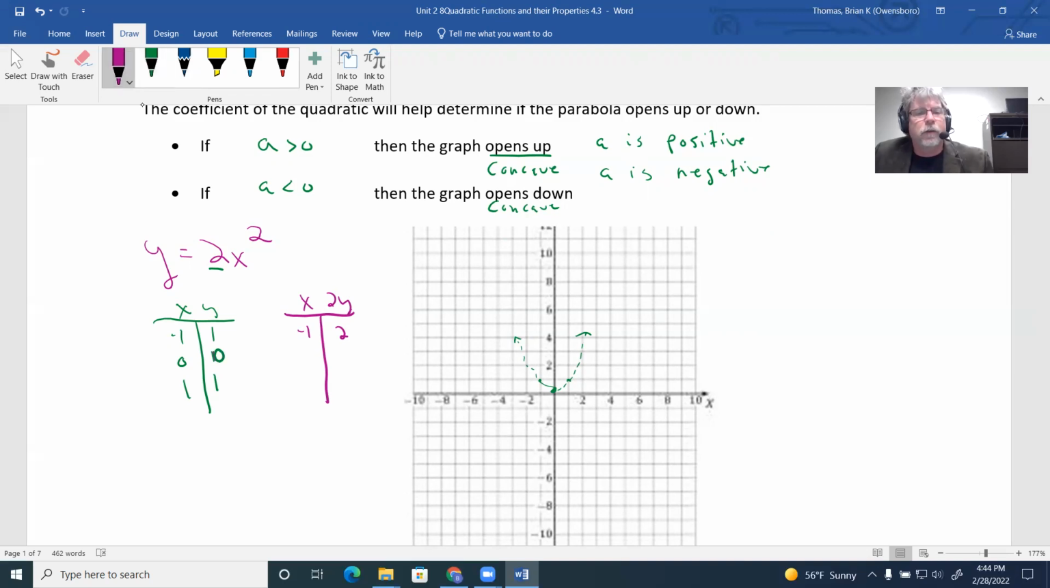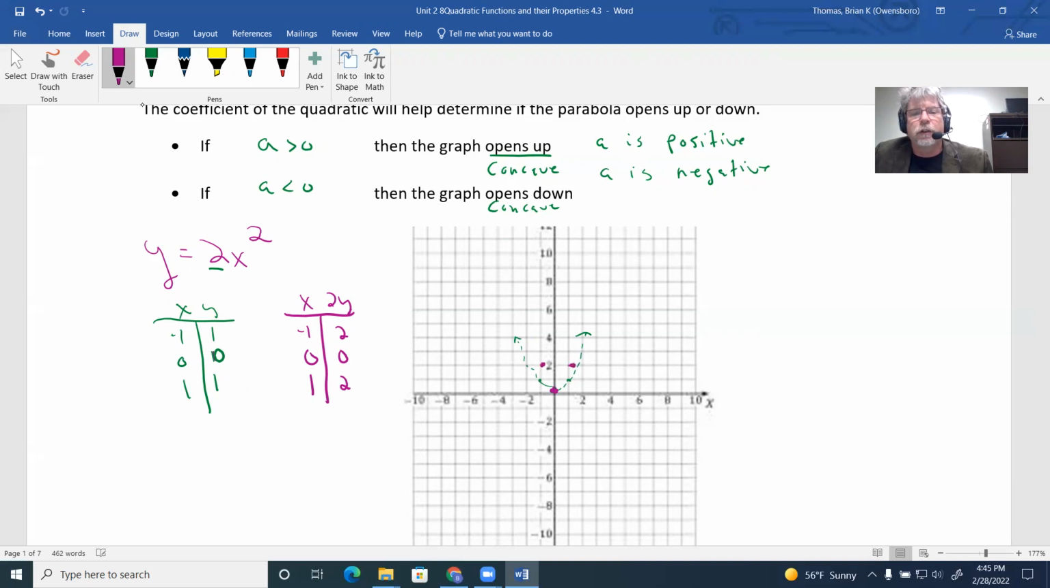So if I graph it, the -1 is now going to be -1, 2, and 0, 0, when I multiply 0 by the 2, that's still going to be 0. And again, the x value doesn't change, but 2 times 1 would be 2. So my new graph, notice again, is going to be -1, 2, 0, 0, and 1, 2.